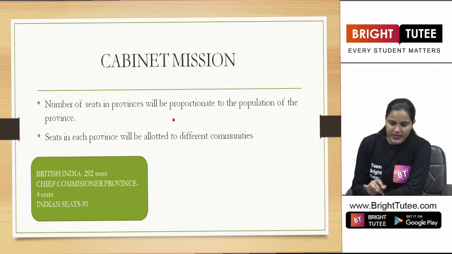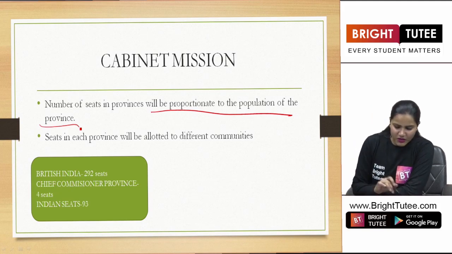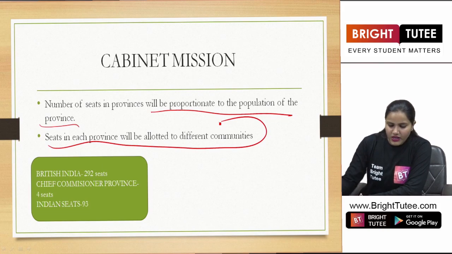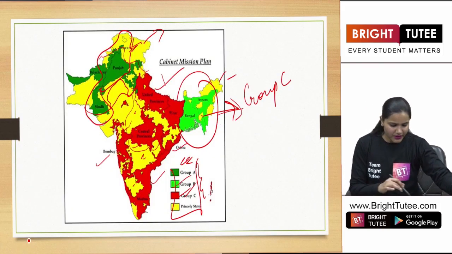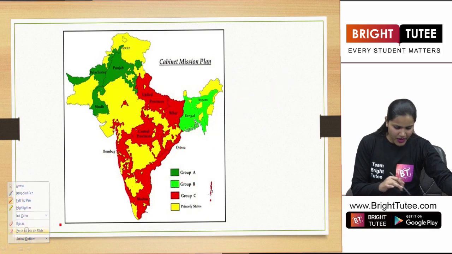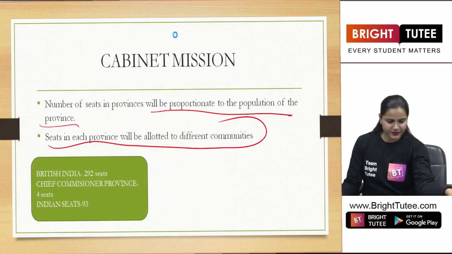Now, the number of seats in the provinces will be proportionate to the population of the province. And this is how the voting would take place. Now, seats in each province will be allotted to different communities. Now, what are we seeing here? Let's go to the map again, focusing only on the map here, not focusing on the label. Let's focus on the map.